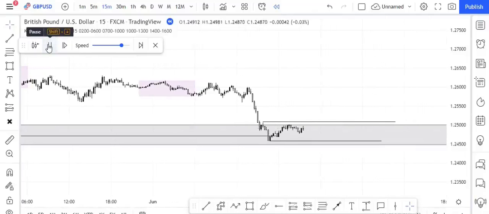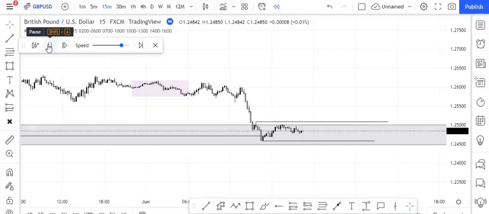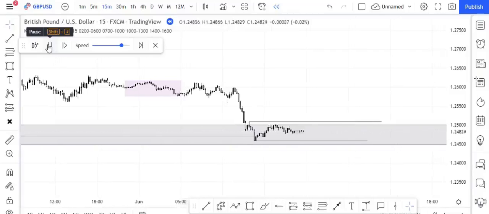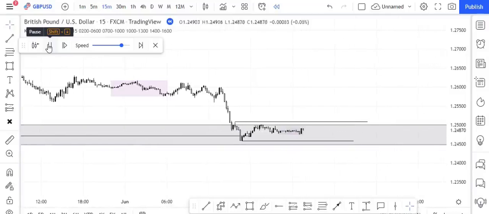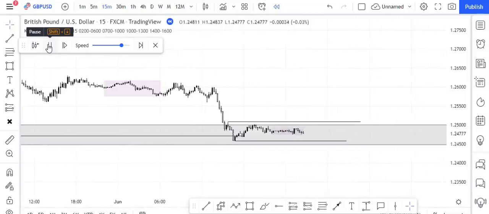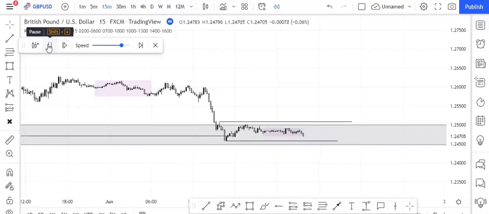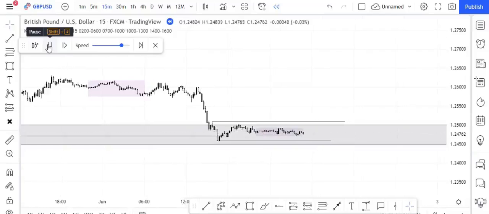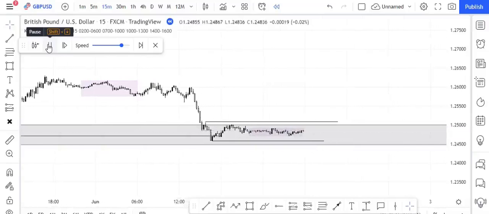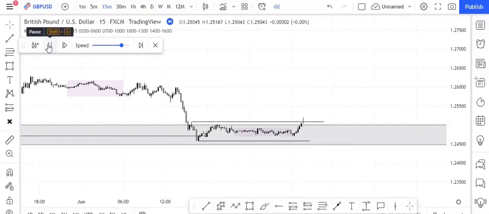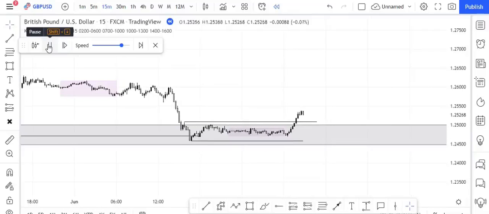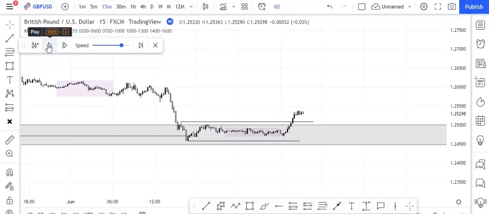You have to be patient, all right, because price is still within our swing high and our swing low, the M15 swing high and swing low. So we need to be patient and let price do its thing. Okay, let price do its thing. Can you see that, guys?